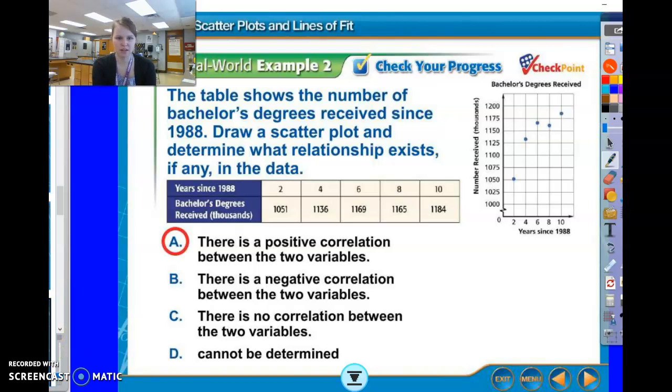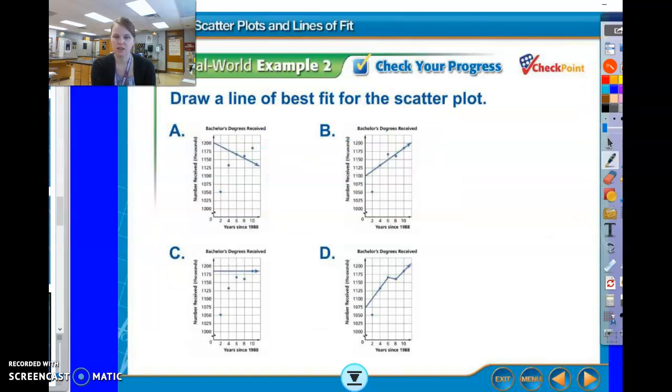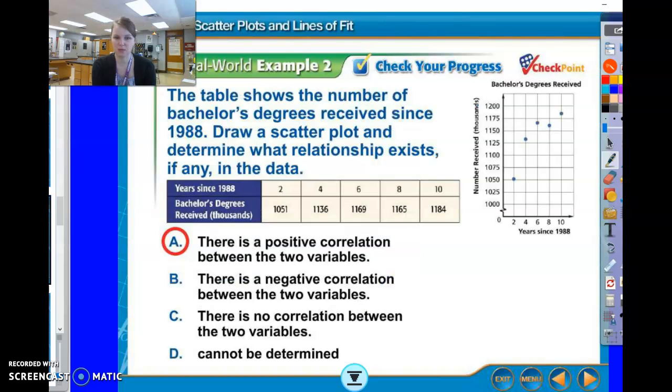I'm going to move on and let's see. Table shows the number of bachelor's degrees received since 1988. Draw a scatter plot and determine what relationship exists. It looks like a positive correlation. It says determine the relationship. I think that's it. So now it says draw a line of best fit for the scatter plot. So pause right here, see if you can draw a line of best fit for this scatter plot. All right? Pause right here, see what you can do.